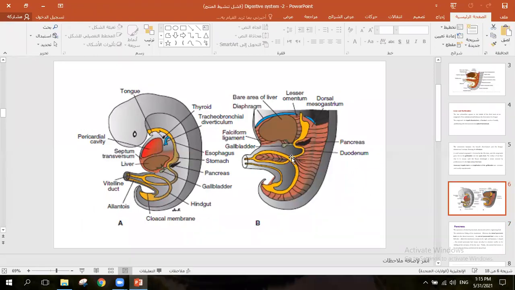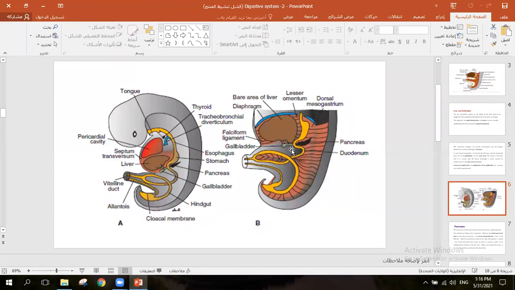Answer with true or false for the following statement. The duodenum is a connection between the terminal part of the foregut and the cephalic part of the hindgut. False. The correct answer is midgut: the cephalic part of the midgut.